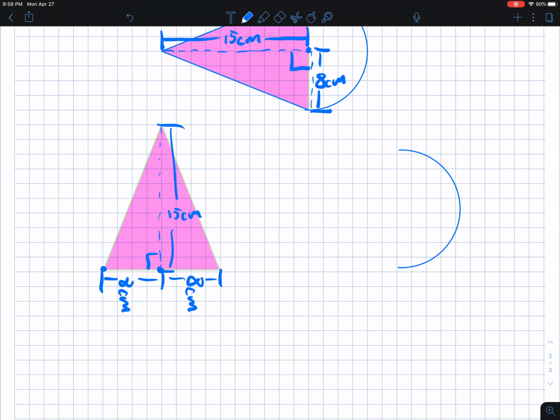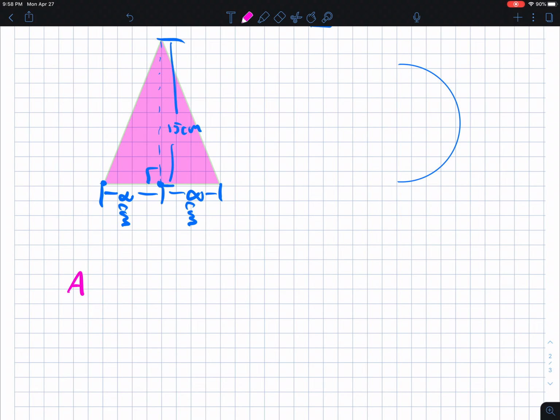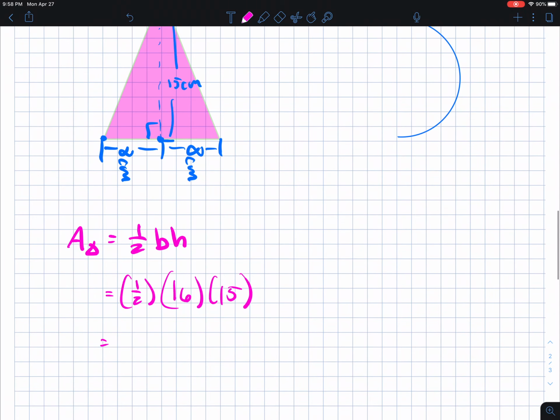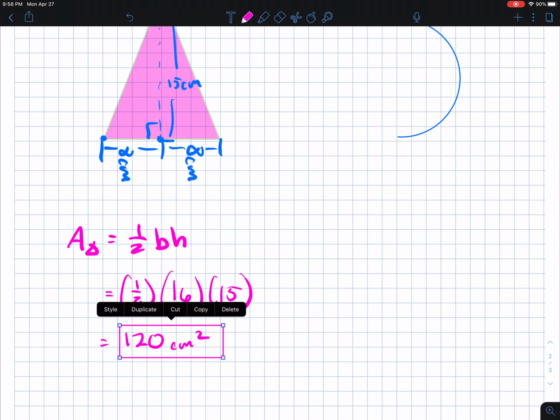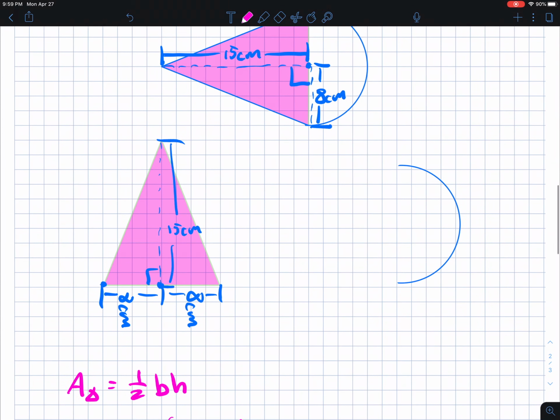Okay. So then the area of a triangle is 1/2 the base times the height. So in this orientation, we're going to say 1/2, the base is 16 centimeters, and the height is 15 centimeters. So 8 times 15 is 80 plus 40 is 120. So 120 centimeters squared. The units for area is always squared. Oh, that's just the triangular portion.